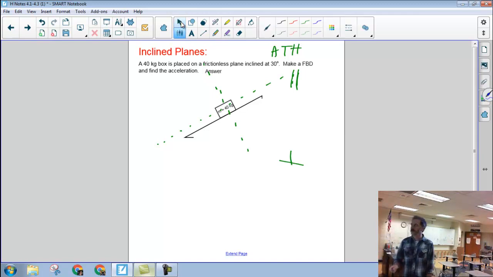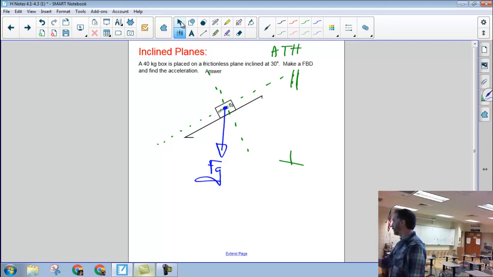The problem is gravity. Gravity sort of doesn't know that the block is on an inclined plane, right? So gravity still does what it always does. It pulls stuff straight down, right? So let's put in our force of gravity. Every time you make a free body diagram, this is your first thing, right? You put in your force of gravity.